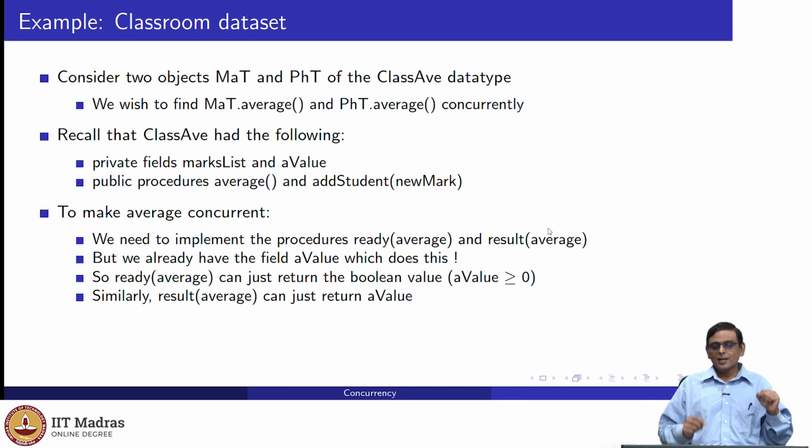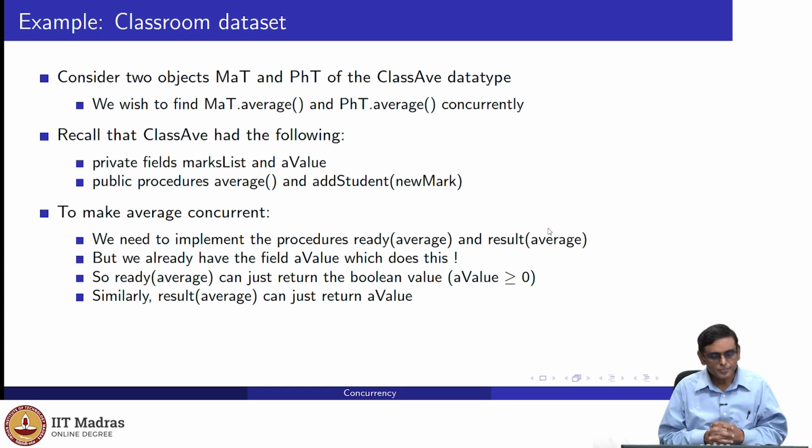So start average will just call PA. Done. What does ready average do? It checks A value greater than or equal to 0 and returns it. What does result average do? Just returns A value. Very simple procedures. All these three procedures are extremely simple, and by using them, we have now made, in some sense, our average procedure concurrent.